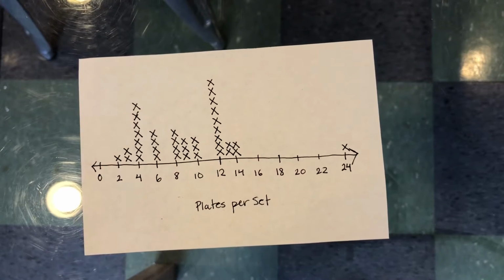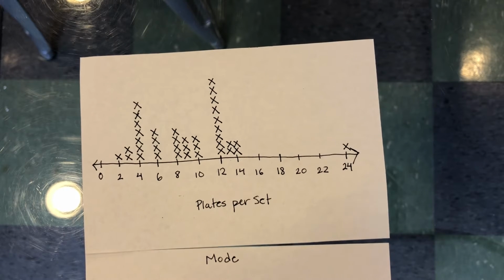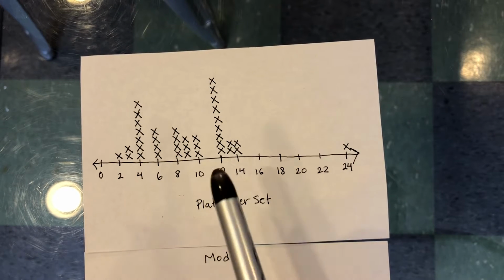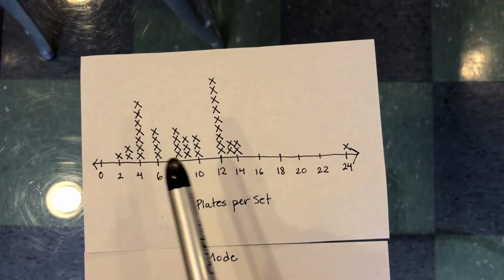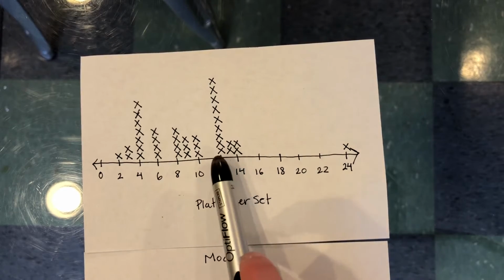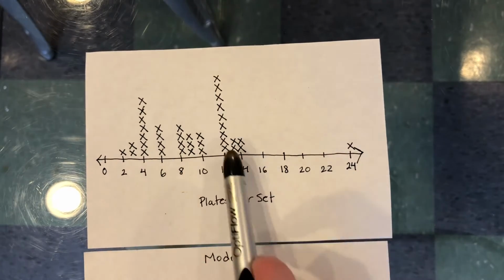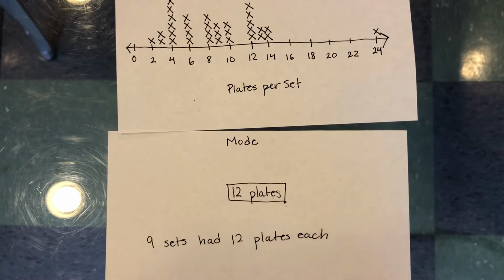Next up is mode, and that one's not too difficult either. All we have to do is remember that mode is the most common data point. So we look at our dot plot and see which is the highest stack. It looks like we have 2 pretty high stacks, above 4 and 12, but that 12 one is taller. And if we count up, we'll find that yes, 9 different sets had 12 plates in them, and so that makes that the mode of our data set.